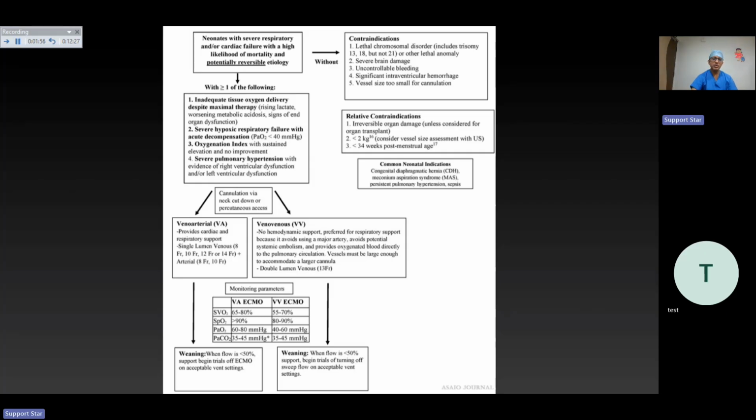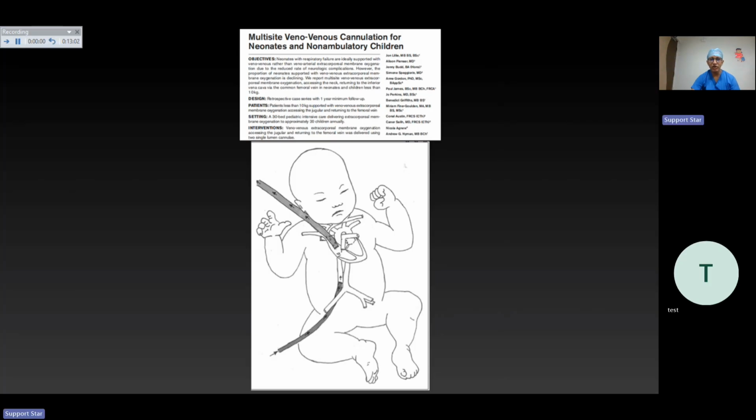In weaning VV ECMO, we do not really wean the flows because we are testing the gas exchange. So we actually wean the sweep gas and the FiO2. If the patient is tolerating well, then we increase the ventilation and come out of ECMO. Whereas in VA ECMO, we wean the flows because we are testing the cardiac output. Once the flows are weaned, if the heart is able to sustain, with good cardiac output and good ejection fraction, then we wean off VA ECMO as well. Okay, that's the overall introduction of both ECMOs, VV and VA.